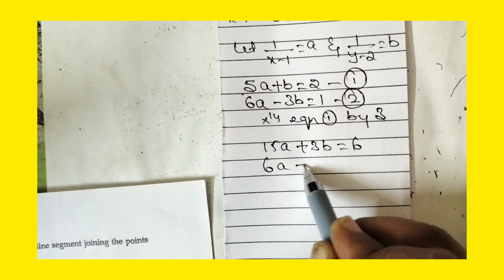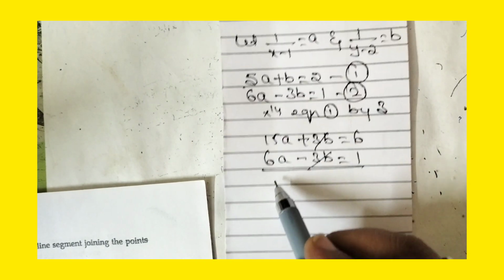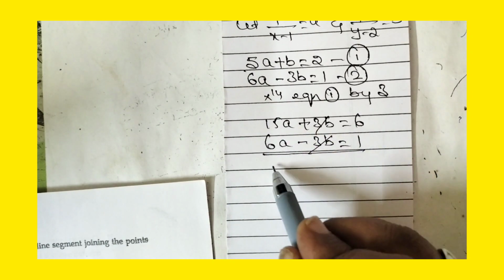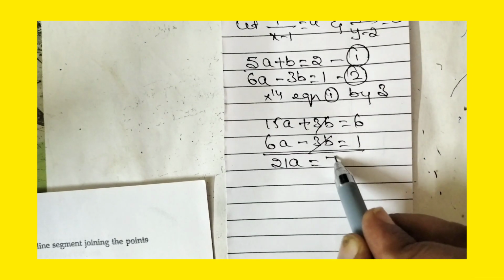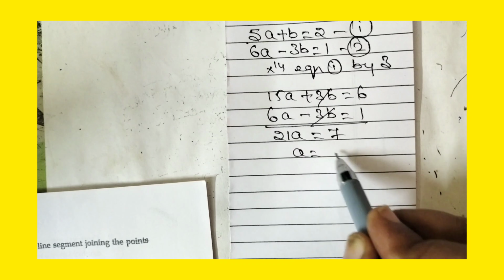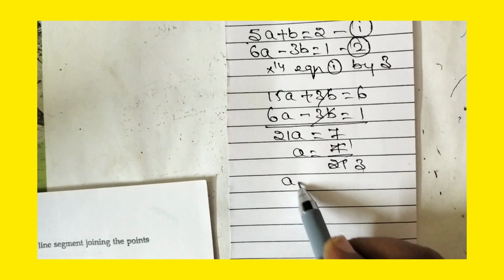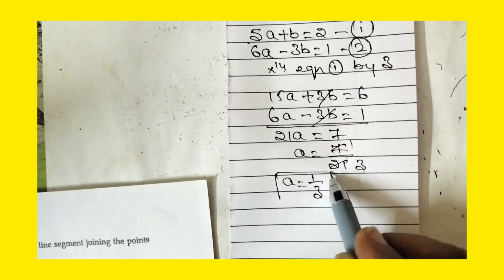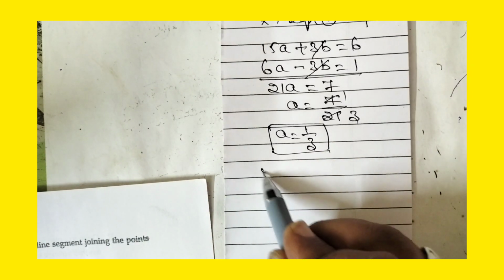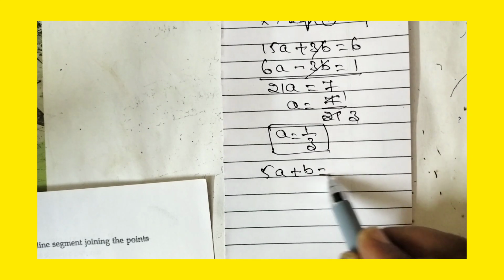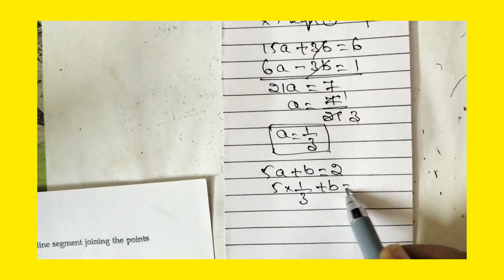Then 6a minus 3b is equal to 1. Plus 3b minus 3b cancel. 15a plus 6a becomes 21a, is equal to 6 plus 1 becomes 7. So a is equal to 7 divided by 21, which is a equal to 1 by 3. After getting the value of a, find the value of b. So 5a plus b is equal to 2. 5 into a means 5 into 1 by 3, plus b is equal to 2.